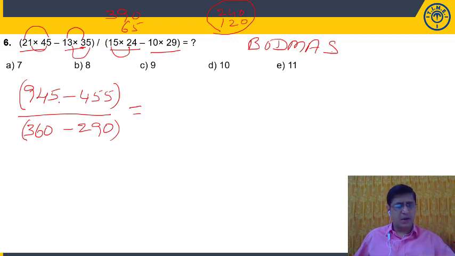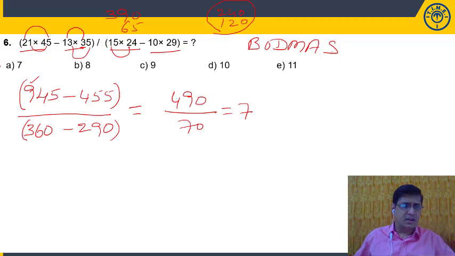Now simplify this. 455 minus 365 is 90. Actually 45 minus 55 means minus 10, so 100 minus 10 is equal to 90. 100 means I am borrowing 1 from this one, and the complement here, 8 minus 4, is 4. Whereas in the denominator, the result is 70. Simplify. 0 and 0 we can cancel, 7 goes 7 times in 49. The right answer for this question is option A. Choice A is the right choice.